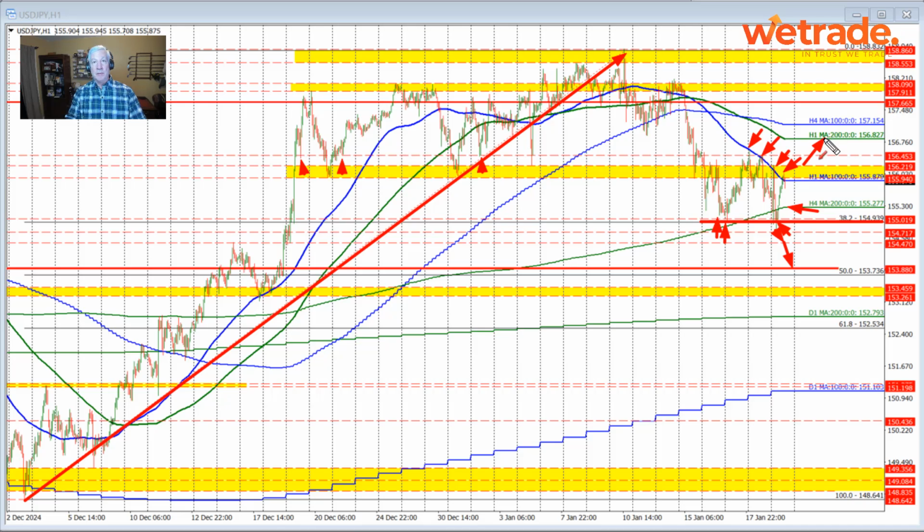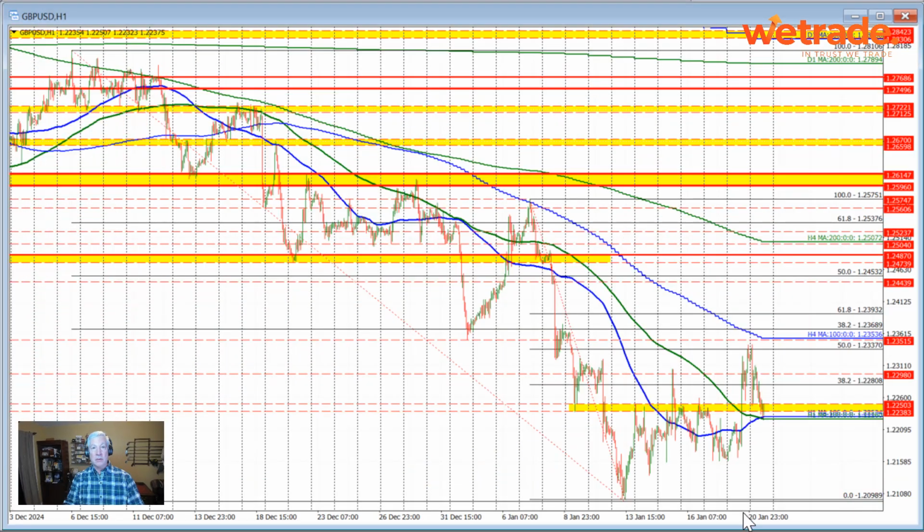The 200-hour moving average and the 100-bar moving average of the 4-hour chart are more important levels on the top side. Conversely, if we do stay below this level, then the battle is on between this swing area right through here and probably the 38.2% retracement level, which is a key level, with the 200-bar moving average a potential support target as well. Finally, let's take a look at the sterling versus US dollar.